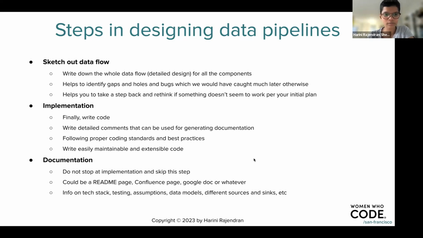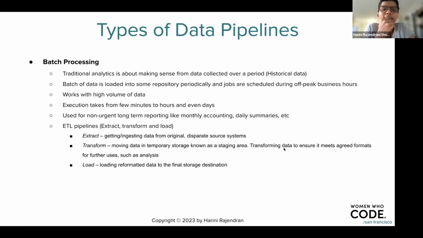All right, let me go forward. You can broadly categorize data pipelines into two different types: batch processing and stream processing. First, let's talk about batch processing data pipelines.